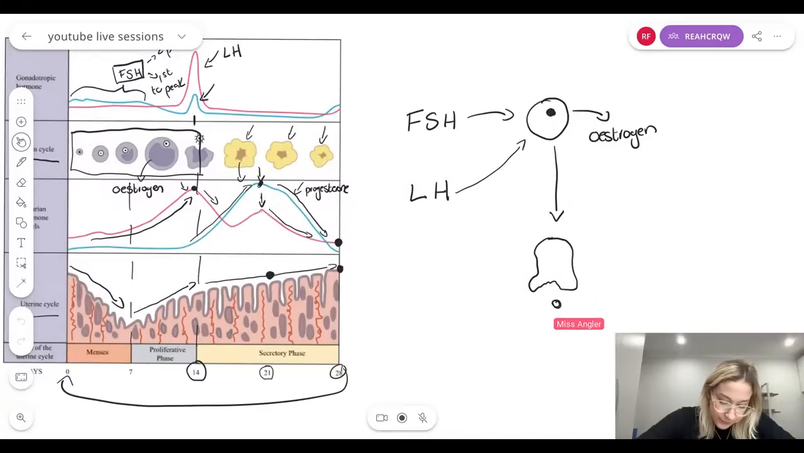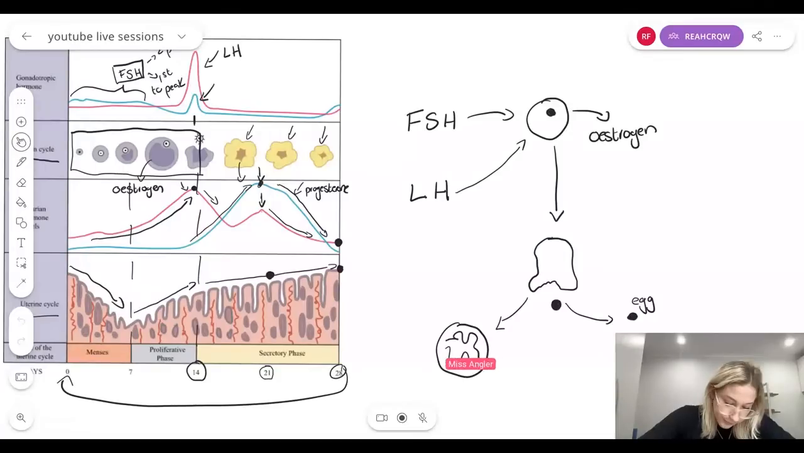It's my egg leaving my follicle. Now, this then results in the egg needing somewhere to go, right? And where's that somewhere? The uterus. Okay, so this is the egg. This then leaves us with the corpus luteum. And the corpus luteum secretes progesterone.